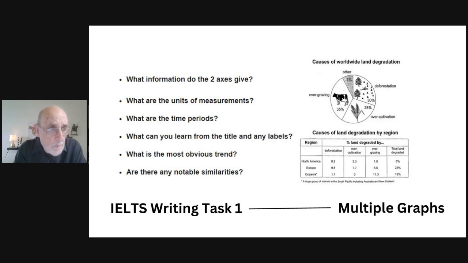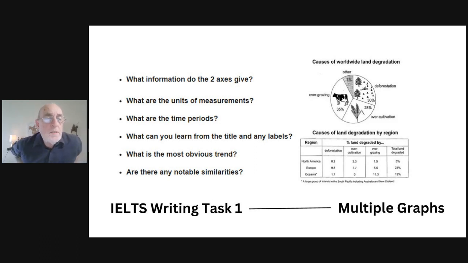and the table. So what we're noticing is that there are similarities between the pie graph and the table chart, and that's the reasons or causes, right? We have deforestation, overgrazing, and overcultivation. But in the table chart, the difference is we have 3 different regions, whereas the pie graph only deals with the entire world.